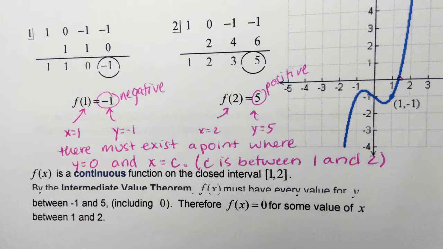So, f of x is a continuous function on the closed interval 1 to 2. So by the intermediate value theorem, f of x must have every value for y between -1 and 5, including 0. Therefore, f of x equals 0 for some value of x between 1 and 2.